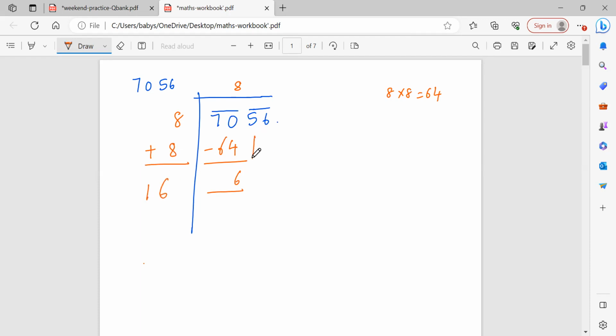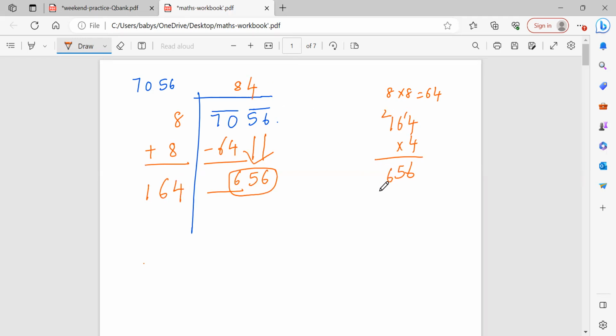And now you bring down, in normal division, you bring down one digit. But here you have to bring down the pair, which is 56 in this case. So 656 I have. So 164 into 4. Let's check. 4 4s are 16, 6 4s are 24, plus 1 is 25, 4 ones are 4, 56. Yes. So 164 into 4.